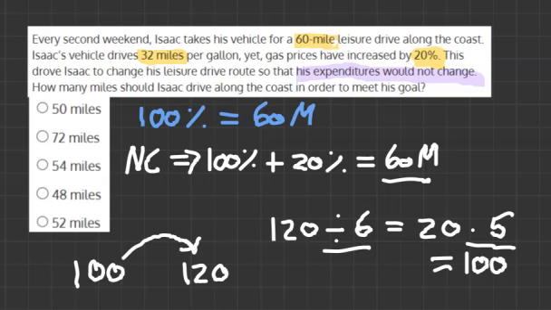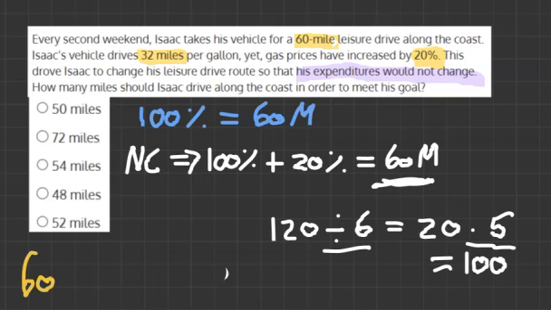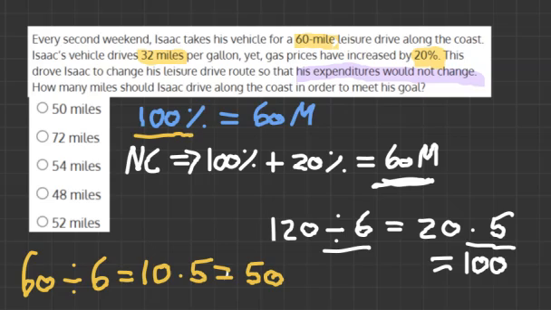And as we mentioned, this 60 miles has to go through the exact same formula. So let's make some room over here at the bottom left. And when we take our number of 60, we simply have to divide it by 6. And 60 divided by 6 will equal 10. And then we multiply it by 5, which will give us 50. So when the question asks, how many miles should Isaac drive along the coast in order to meet his goal of staying at 100%, we can say the final answer is 50, which is the first option and our final answer.